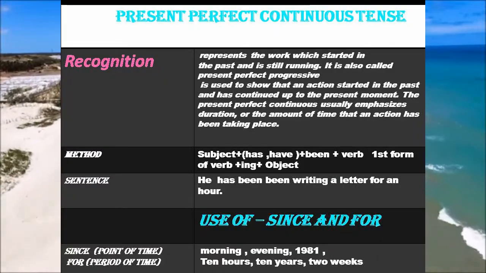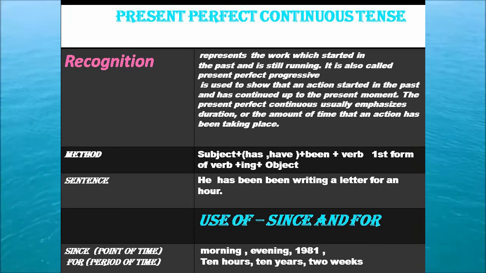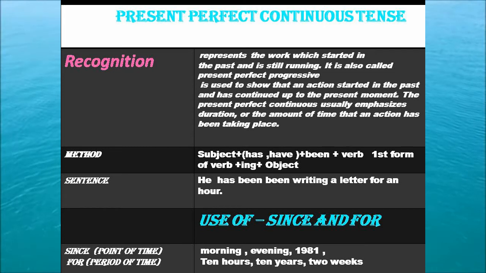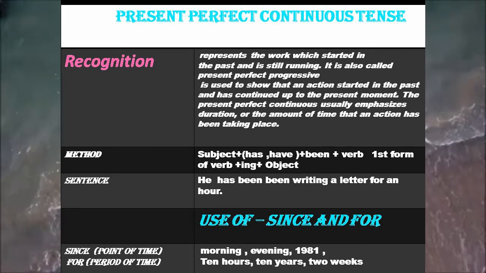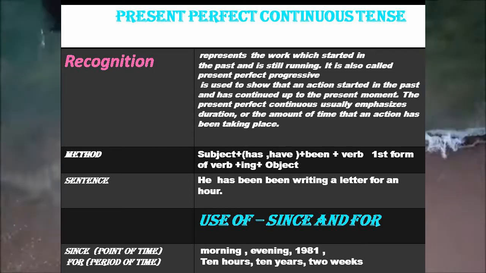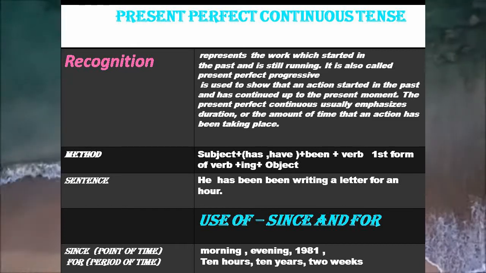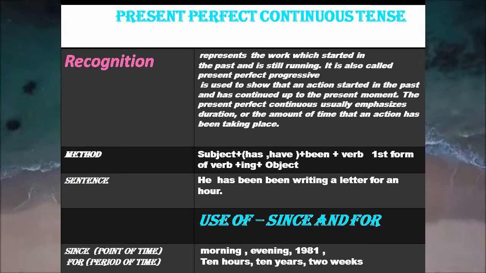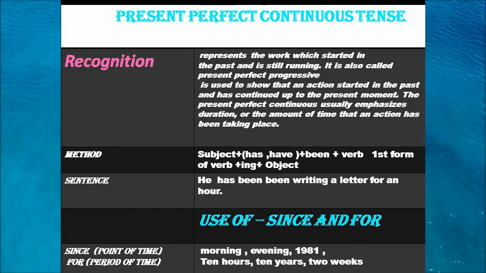Present perfect continuous. It represents the work which started in the past and is still running. It is also called present perfect progressive. It is used to show that an action started in the past and has continued up to the present moment. The present perfect continuous usually emphasizes duration, or the amount of time that an action has been taking place.